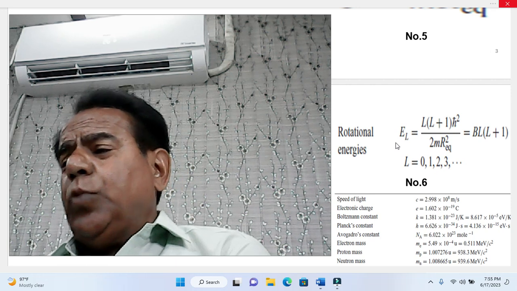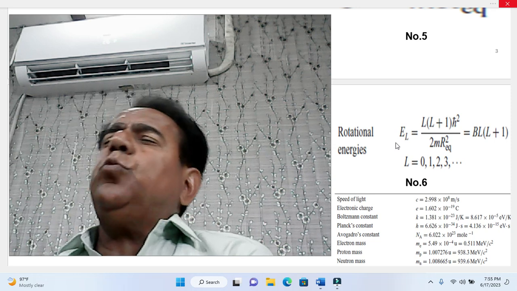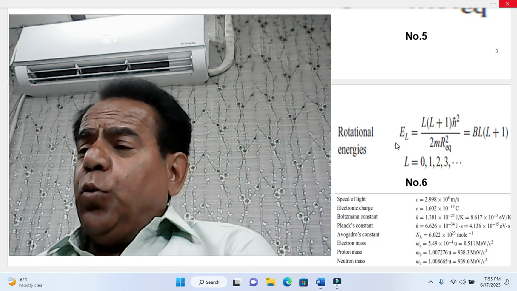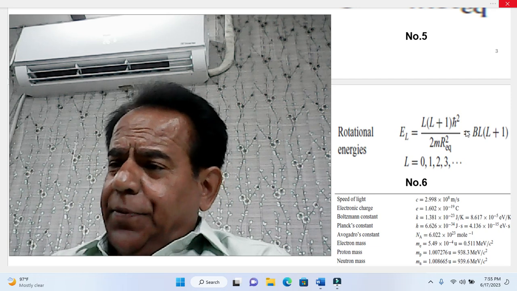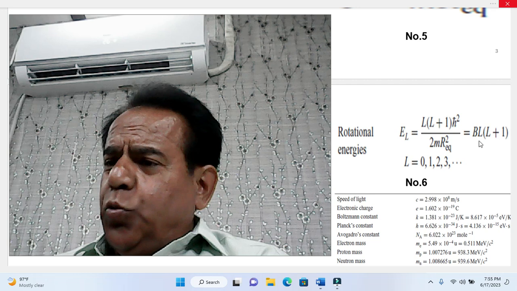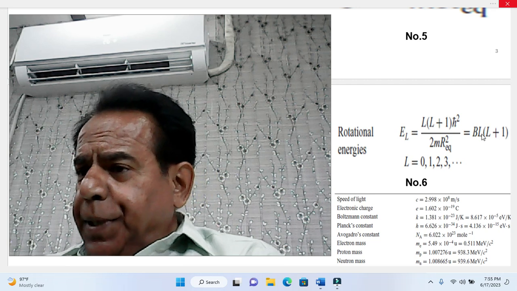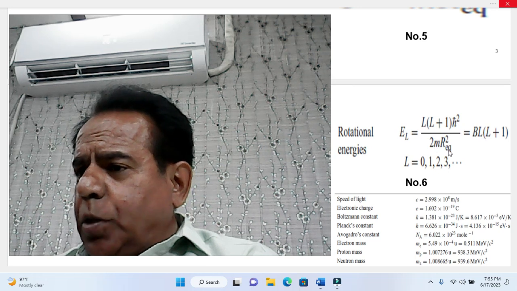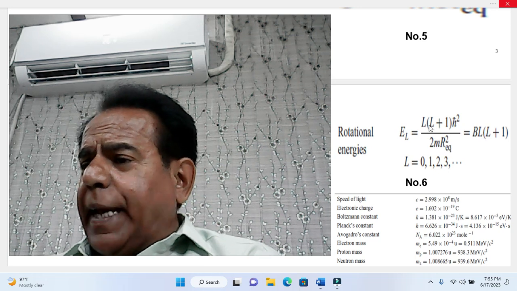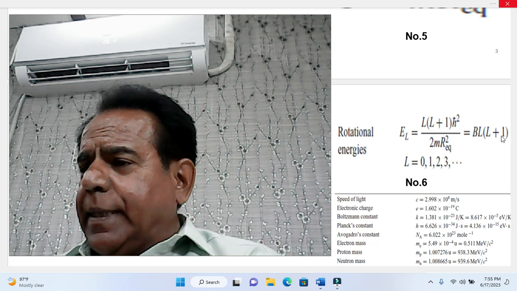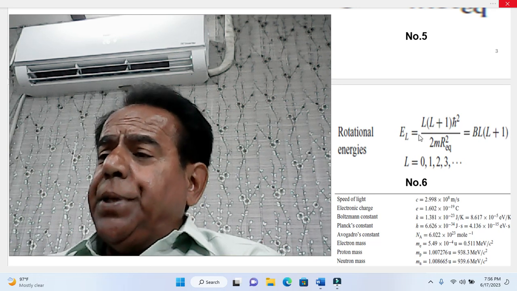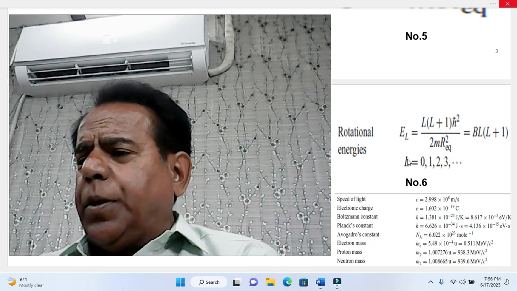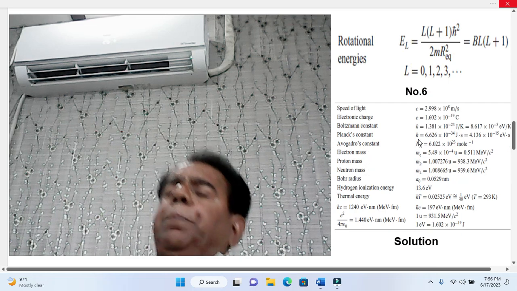Okay, dear students, here we do not go into detail of B. Because when this value is equal to this value, then definitely B will be equal to ħ² over 2m R_eq squared. Okay, because L(L+1) is also available in this, and hence B will be equal to ħ² over 2m R_eq squared. Okay, now we move to helping tool number 6.